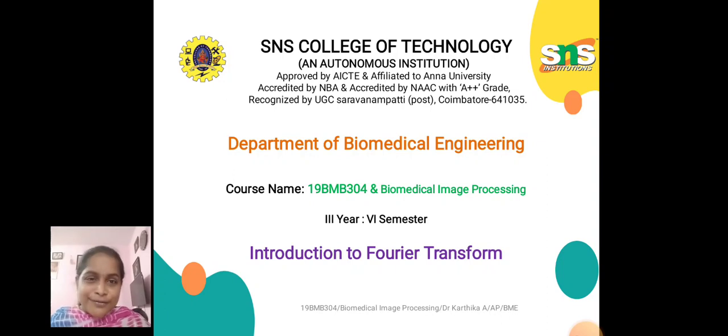Okay, I have a question for you. What is the use of this Fourier Transform in medical image processing? What is the necessity of Fourier Transform in image processing applications? Okay, let's move on to the topic first.